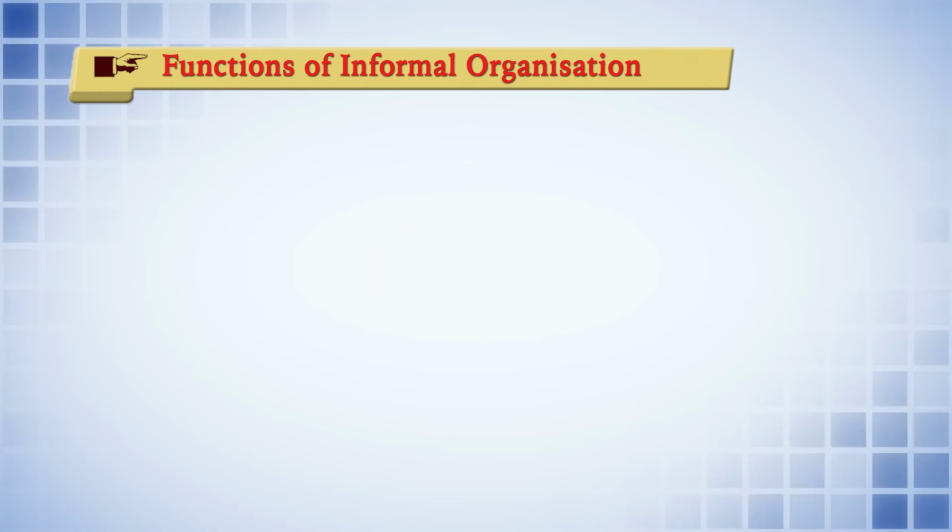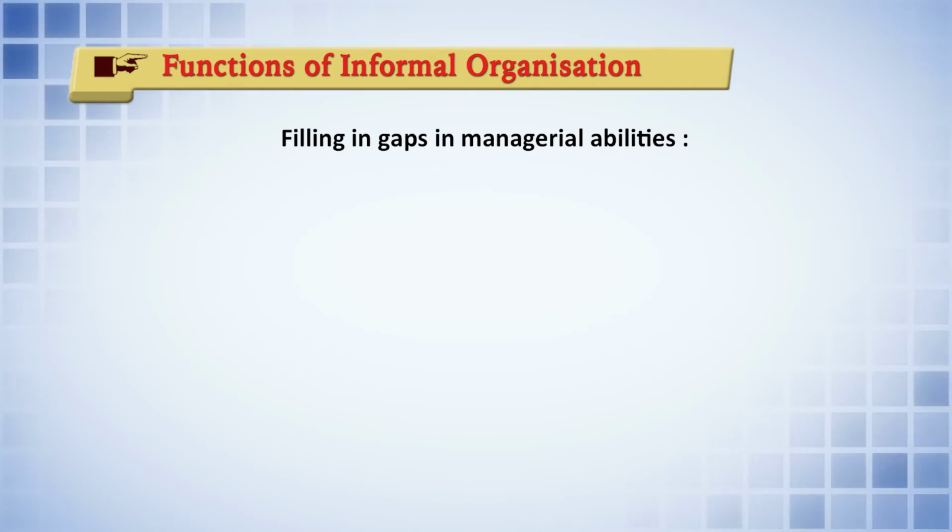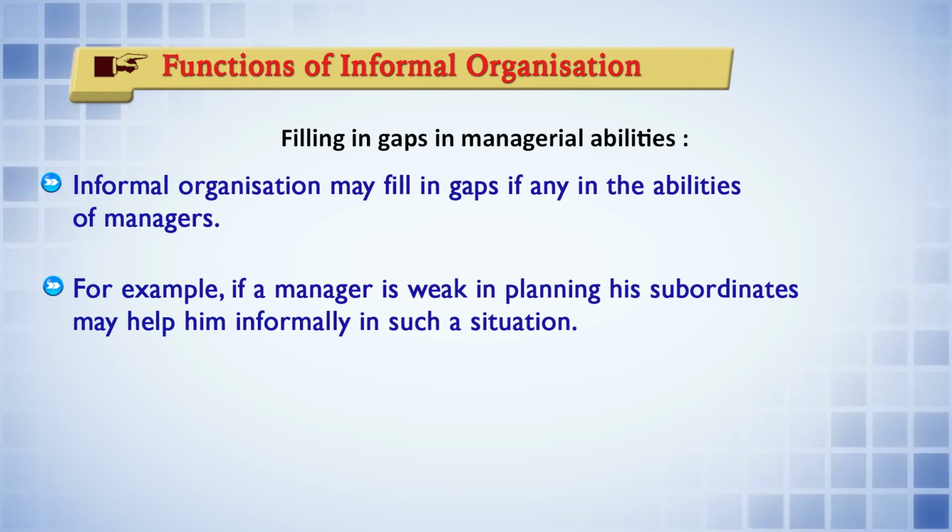Now let us see quickly about the functions of informal organizations. The first function is filling in gaps in managerial abilities. Sometimes your subordinates also facilitate your planning or execution of the work, so that gap may be filled up by your subordinate members.